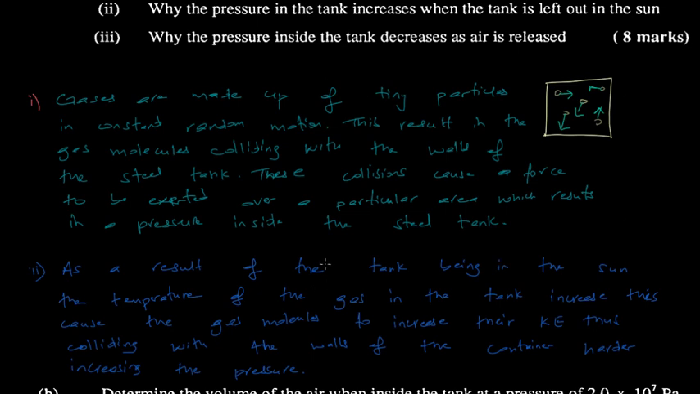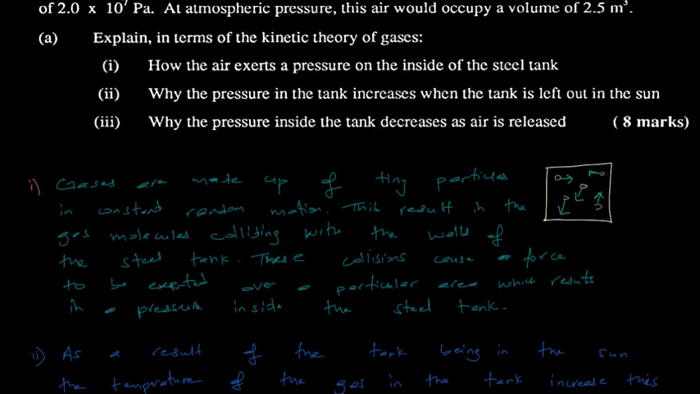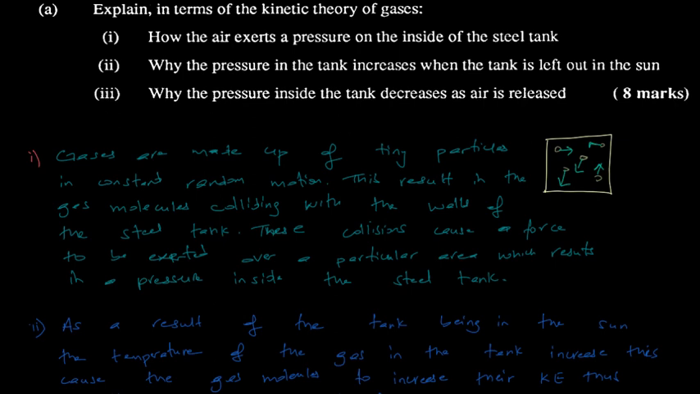Now, the next question says that we are to state why the pressure in the tank decreases as air is released. So for this, what we can say is that when we release some of the air inside the tank, we're going to have fewer gas molecules. Due to this reduction in the number of gas molecules, the number of collisions will be less. So as a result of that, the pressure will reduce.